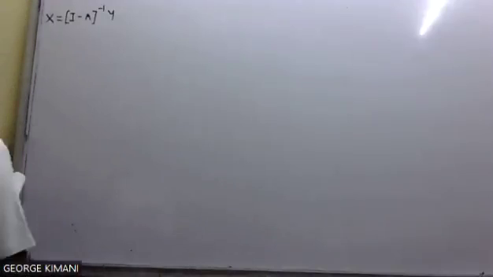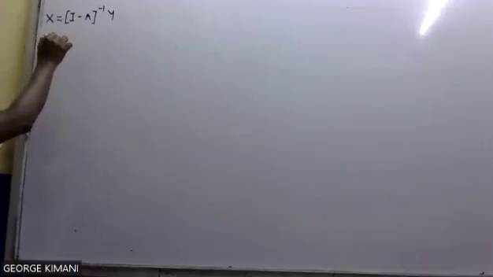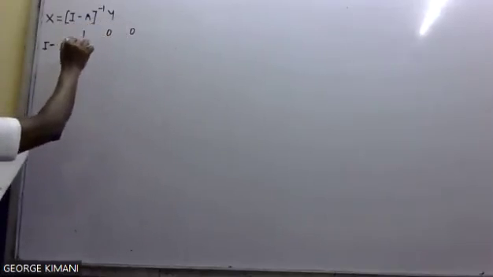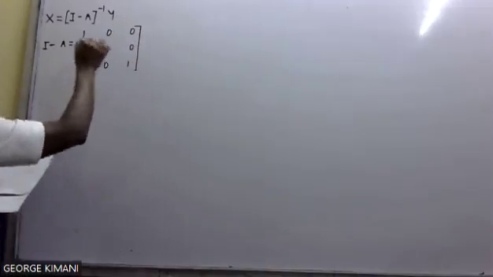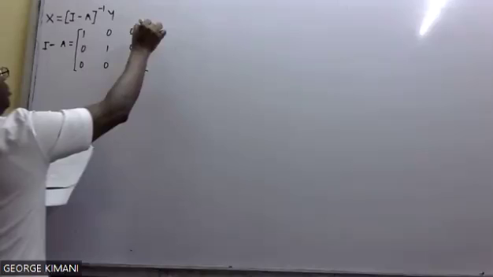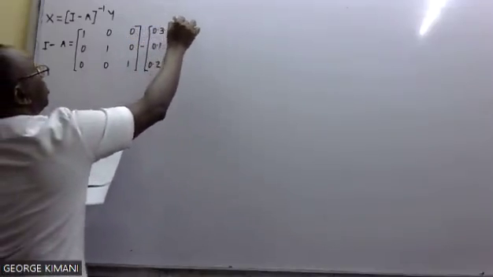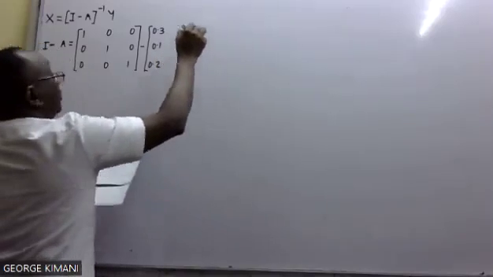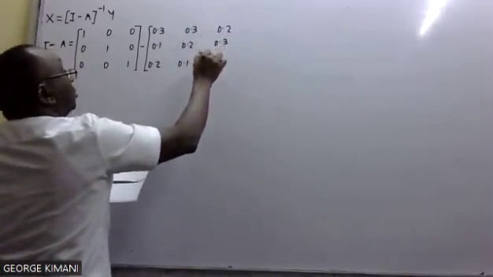Okay, so our I minus A will be 1 0 0, 0 1 0, 0 0 1, minus 0.3, 0.1, 0.2, 0.3, 0.2, 0.1, 0.2, 0.3, 0.4.